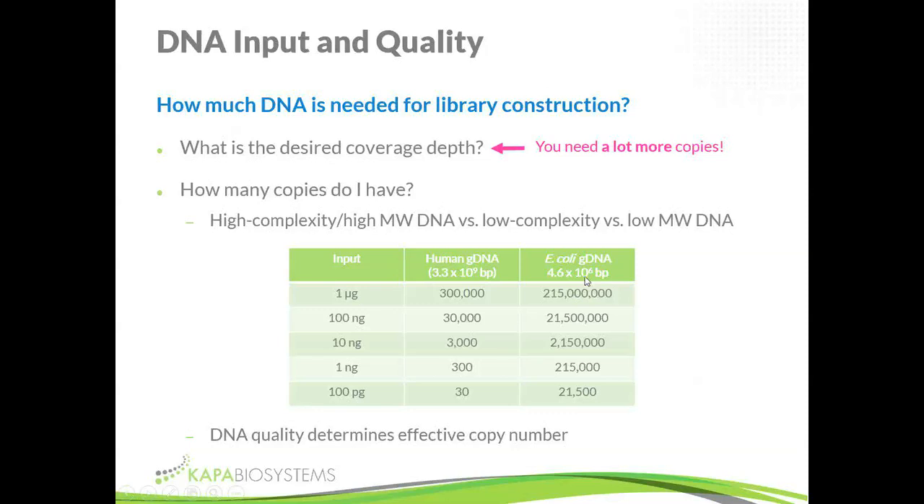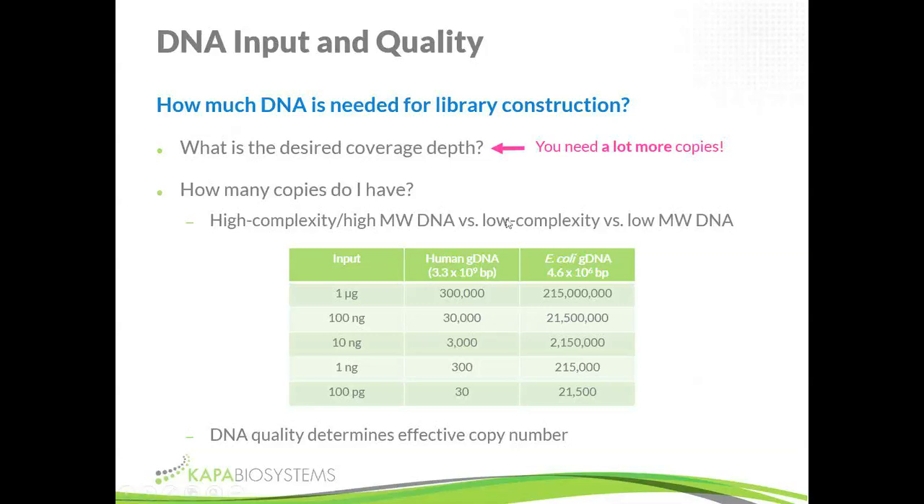And so for 100 nanograms of E. coli DNA, we have a lot more copies. And so what it says is, for lower complexity DNA, we maybe don't need that many nanograms of DNA. We can start with much less. But it is also dependent on the properties of ligation.